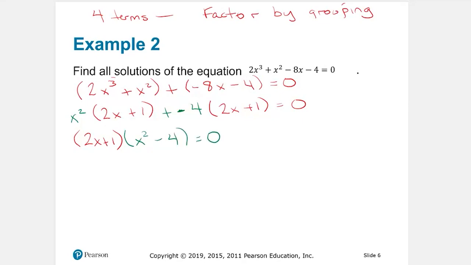But now we have this x squared minus 4, and that's not factored all the way down, because this is called the difference of squares, and there's a couple of ways you can do it. So let me see. I think what I'll do is I'll take a new page just so I can show you.